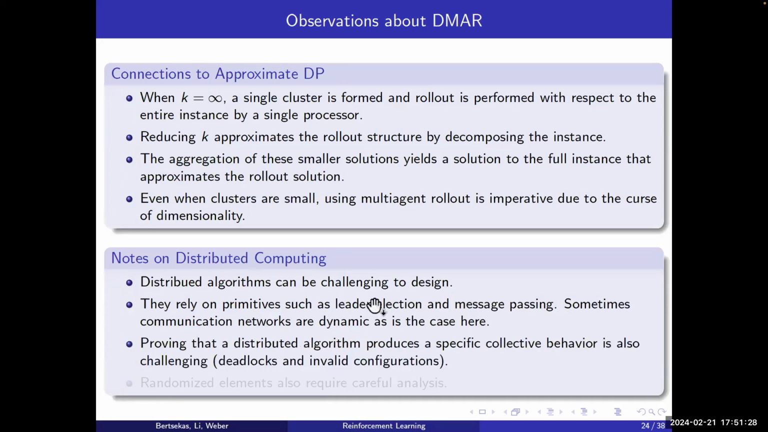And proving that a distributed algorithm produces a specific collective behavior can also be challenging due to deadlocks and invalid configurations. An invalid configuration is some kind of configuration that you shouldn't be able to reach. For example, if you have 5 agents in a cluster and they're nowhere near each other, this is an invalid configuration. So you have to prove that the algorithm doesn't generate these kinds of configurations. And there's also the idea of a deadlock, where the algorithm can't make any further progress before it's solved the problem. In addition, randomized elements, as this algorithm has, also require careful analysis.